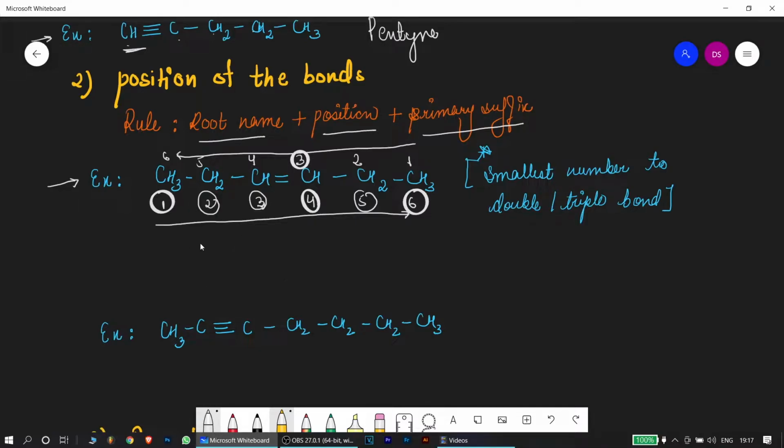Now what happens is, because we have 6 carbons, it is going to be hex, and then we put a dash and we write the position.